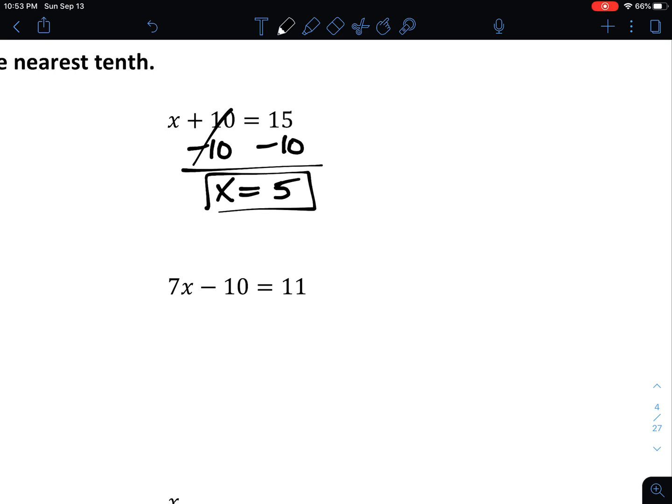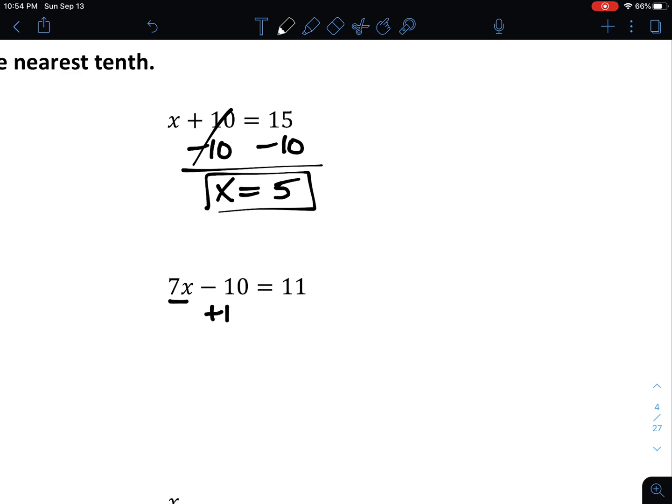All right. Now the next one, 7x minus 10 equals 11. A little bit different because now it's not going to just take one operation. We're actually going to have to do 2 inverse operations to get x by itself. So how do you know which one to do first? Whichever number is not directly attached to the variable is the operation you'll undo first. So what I mean by that, if you look, 7 is directly attached to x. So we're going to have to wait before we can do anything with the 7.